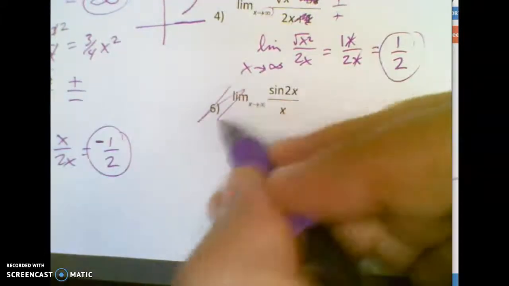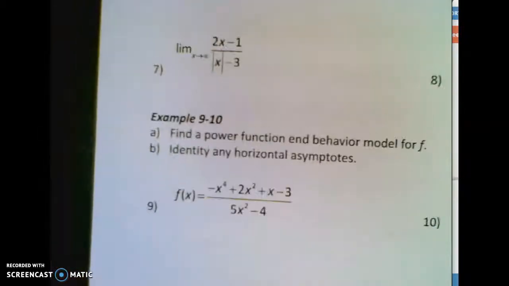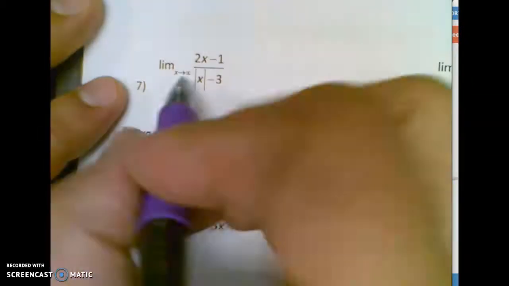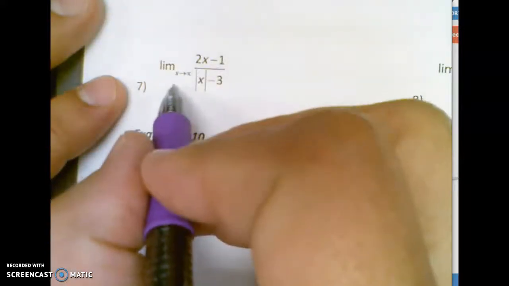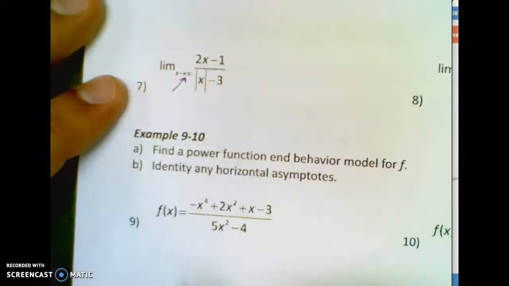Let's not do number 6 yet. We're not getting into the trig stuff for a little while. Okay, we attack number 7. This approaches positive infinity, right? It's always important to notice that.